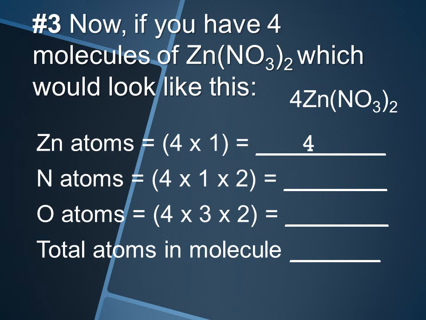It's imaginary, right? And we multiply that by the little 2 outside. And we multiply that by this 4 out here. So 4 times 1 times 2. So that's 8 nitrogen atoms.